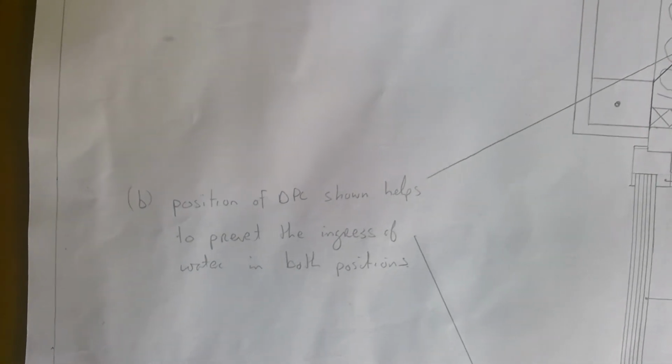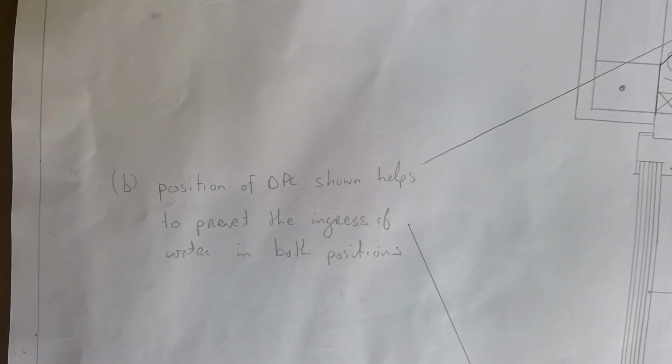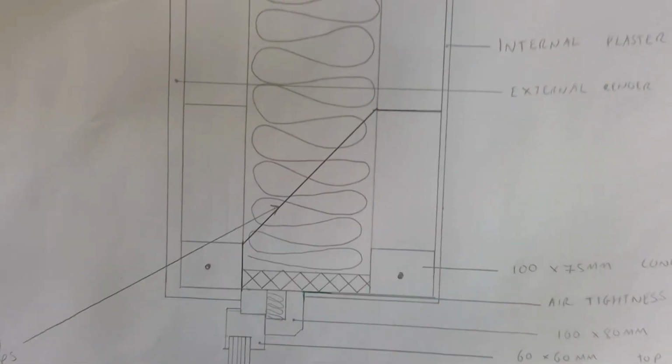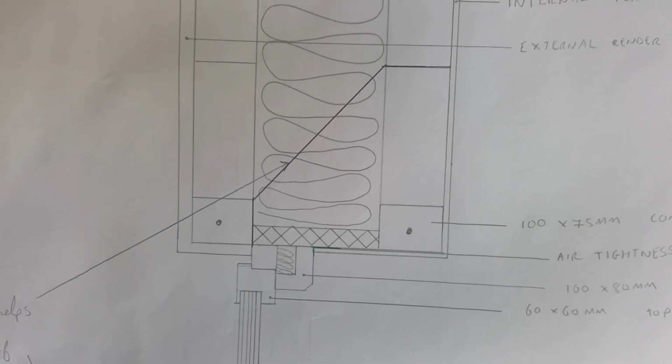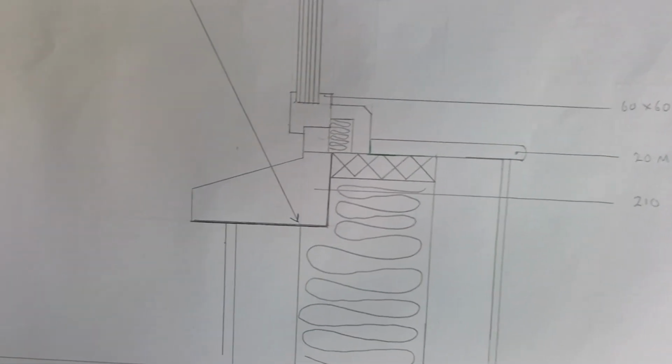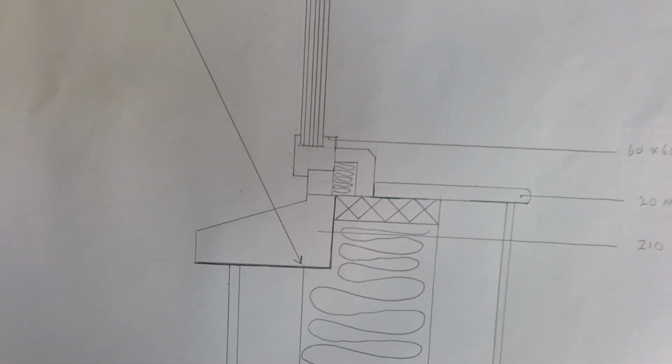A very manageable one. Oh, part B. Position of DPC shown helps to prevent the ingress of water in both positions. So that DPC going down there helps prevent the water getting across the cavity and helps prevent it going up through the windowsill. So have a go with that question.